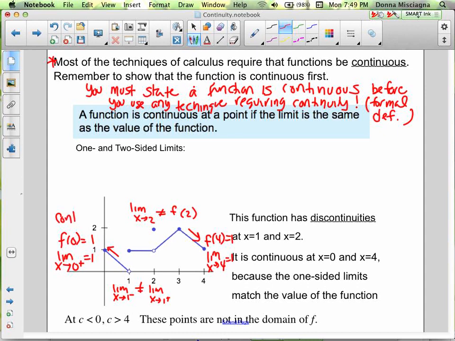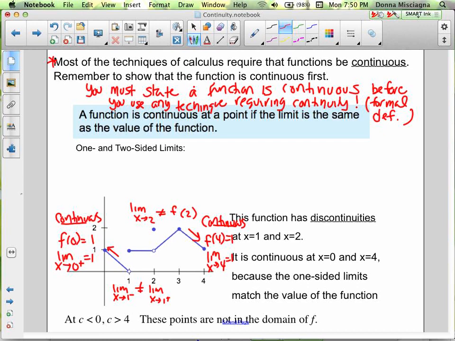So our endpoints here are continuous. We're continuous at this endpoint, and we're continuous at this endpoint, because the one-sided limits match the value of the function. By the way, this is in your notes, and you should add in the red words. For c less than 0 and c greater than 4, these points are not in the domain of f. So when we talk about continuity, we're not going to talk about points that aren't in the domain of f. We're going to stick between points that are between 0 and 4.